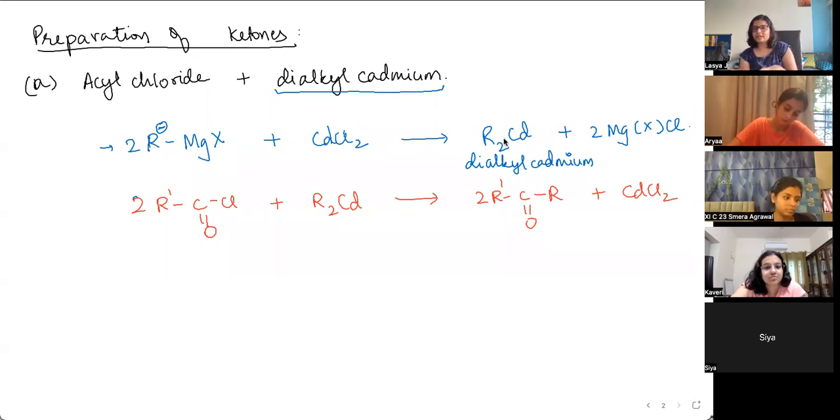Then you take the dialkyl cadmium that is formed, treat it with acyl chloride, and R' will remain as it is, bonded to C double bond O. So just in place of chlorine, you end up getting the hydrocarbon chain, the alkyl part, attached. This is a very good method because you can customize it. Everything is in your hands. You choose the right Grignard reagent and the right acyl chloride to get the ketone that you want.